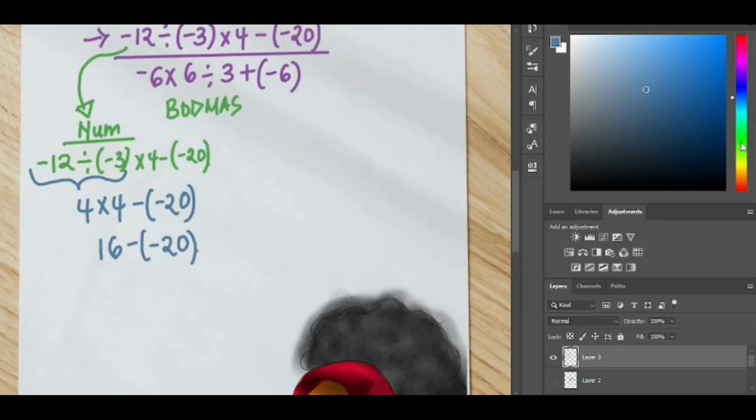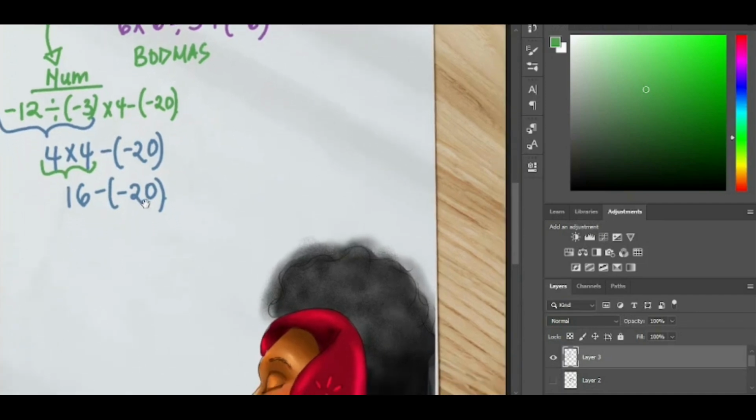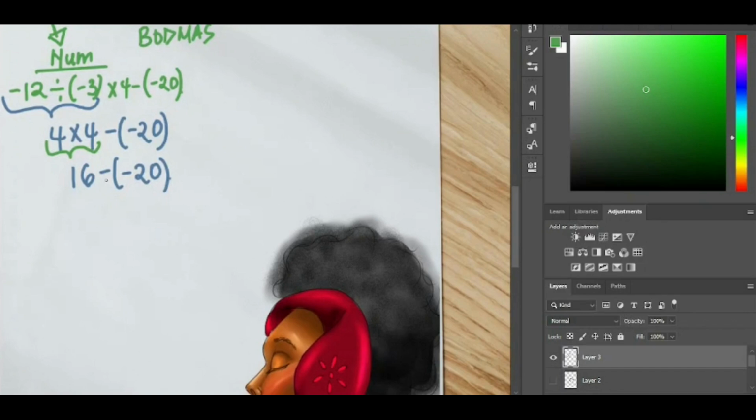and I've taken 4 by 4 because after finishing the division bit, the next part we're going to deal with is the multiplication bit. So when you take 4 by 4, the answer is going to be 16, and then I write the remaining expression, which is minus negative 20. And then the last part that remains is for us to multiply the negative and the negative, which will give us a positive. So now the expression for the numerator is going to read 16 plus 20, and the answer in this case is going to be 36. This will be our answer for the numerator.